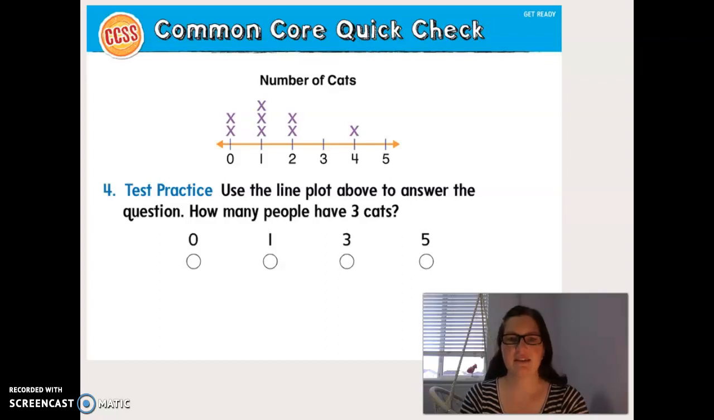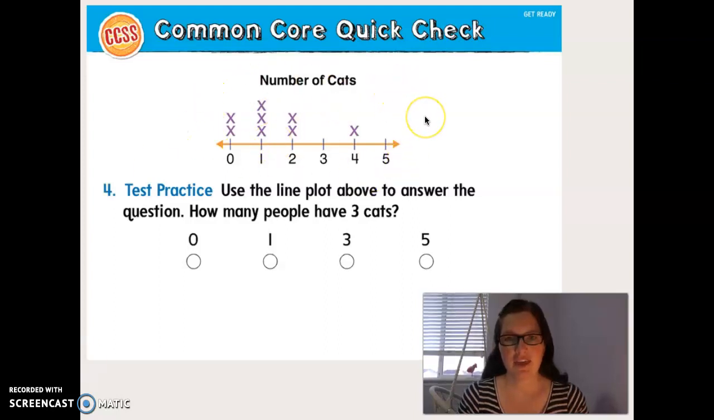Hello math class. Our lesson today is going to be a simple review of time, telling time to the hour and the half hour. Let's start with a review first of line plots because those were sometimes the trickiest ones. So let's look at our line plot up here.